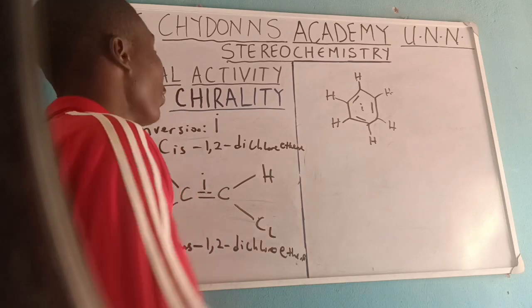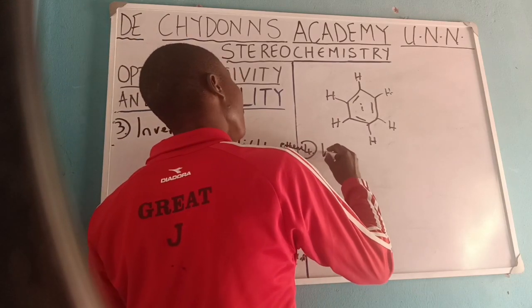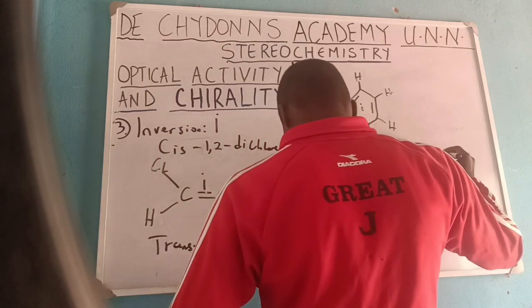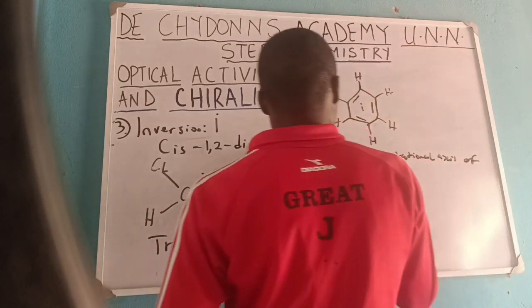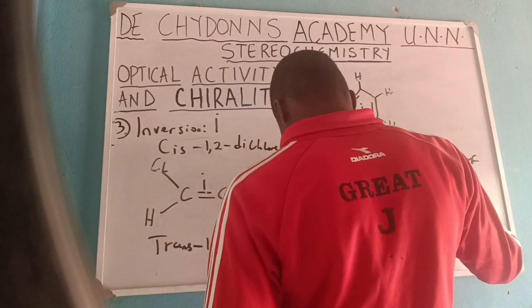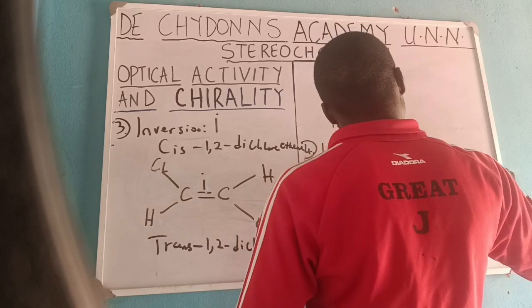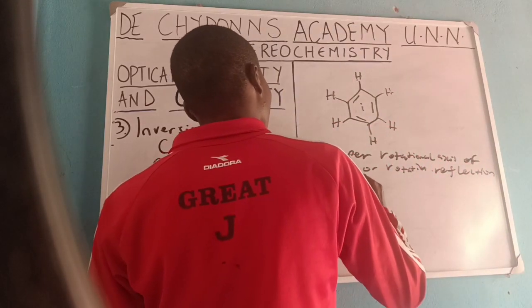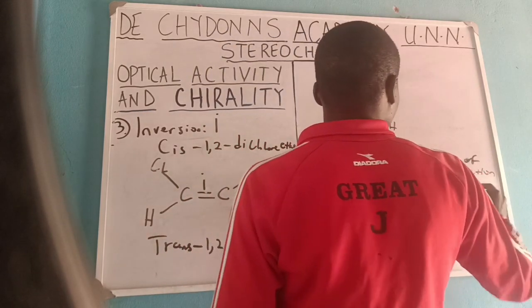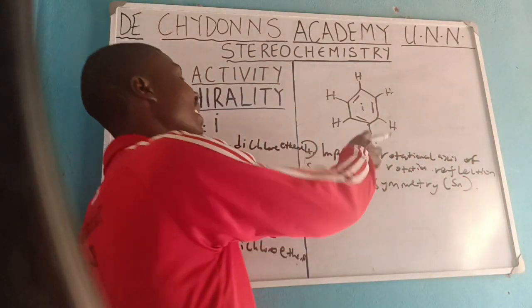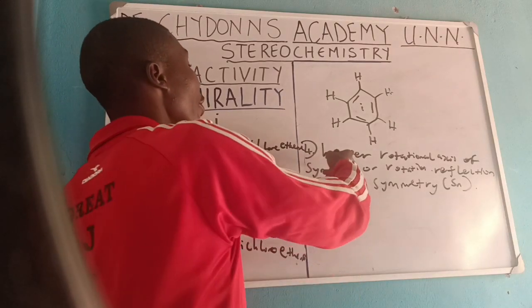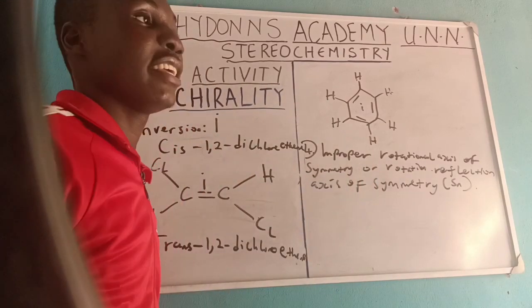So the other symmetry operation we have is the improper rotational axis of symmetry, or you can also call it the rotation reflection axis of symmetry. Now this is represented by the symbol Sn. For the purpose of this particular tutorial, we're not going to go deep into this because it's going to be quite complex and will not really serve the purpose for which we are doing this tutorial. So you could always request if you need more explanation on this.